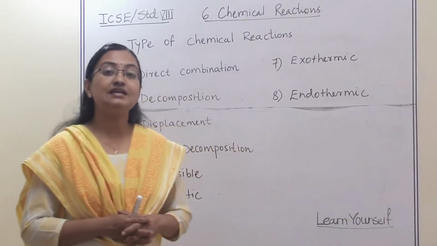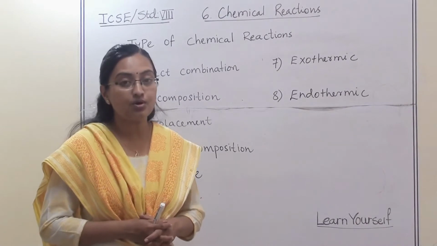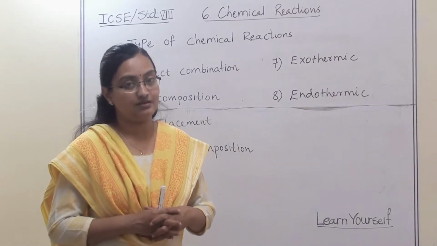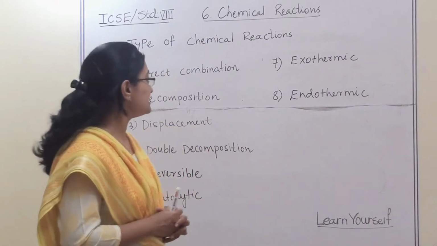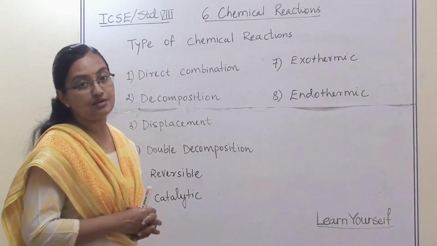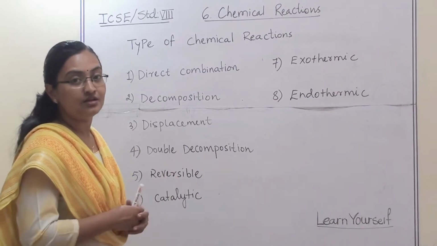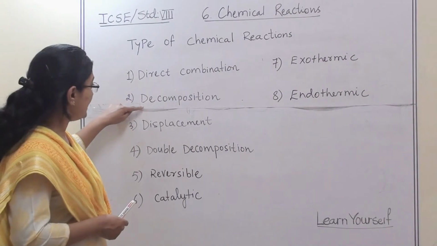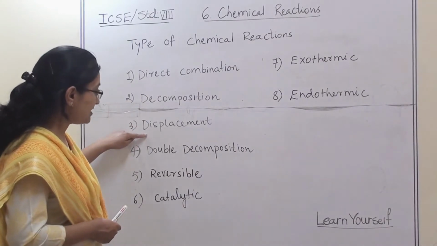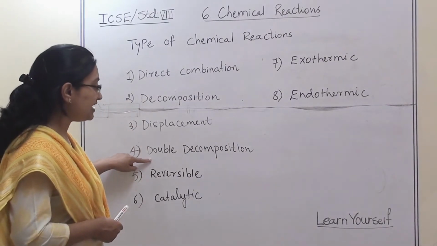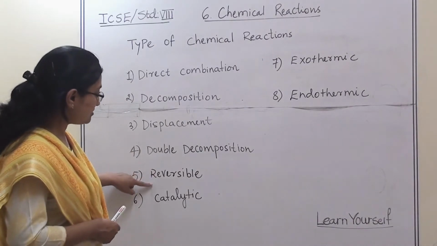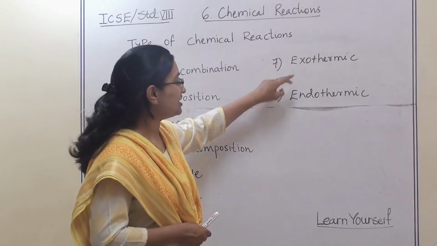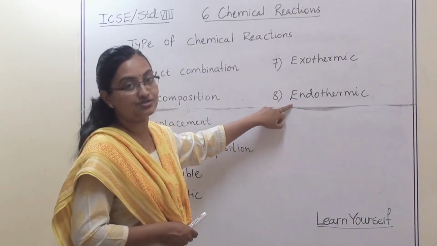When we are learning chemical reactions, it is very important to learn how many types of reactions are there. So in standard 8 syllabus, there are a total of 8 types of reactions. Let us have a look at them. So direct combination reaction, decomposition reaction, displacement reaction, double decomposition reaction, reversible reaction, catalytic reaction, exothermic reaction and endothermic reaction.